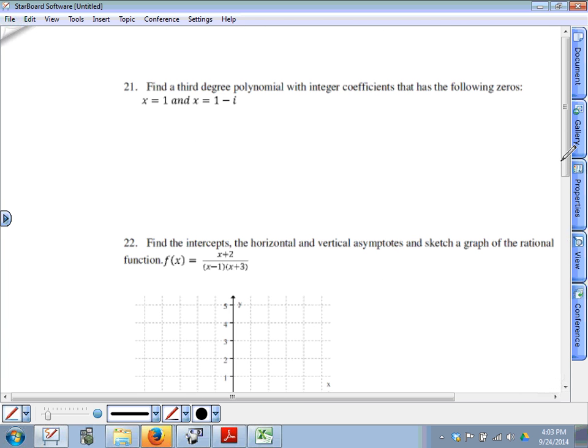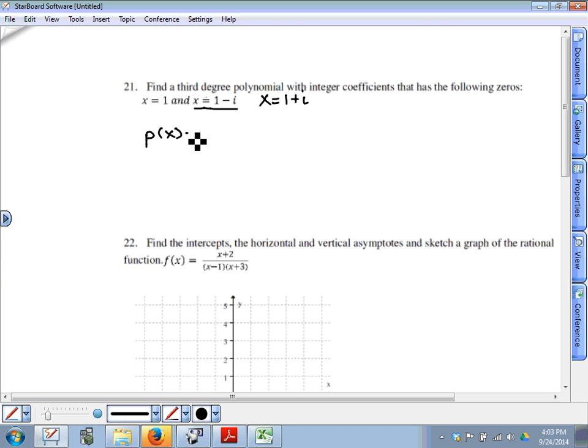Okay, we're just about there. I think this is the last page. Find a third degree polynomial with integer coefficients. So right here, third degree polynomial implies that we're supposed to have 3 zeros, but they've only given us 2. So what you need to read into this problem is they expect you to know the conjugate zeros theorem, which says that complex zeros such as this one, 1 minus i, always come in conjugate pairs. So the other zero is 1 plus i.